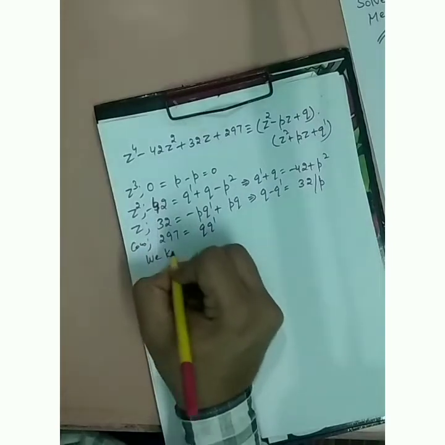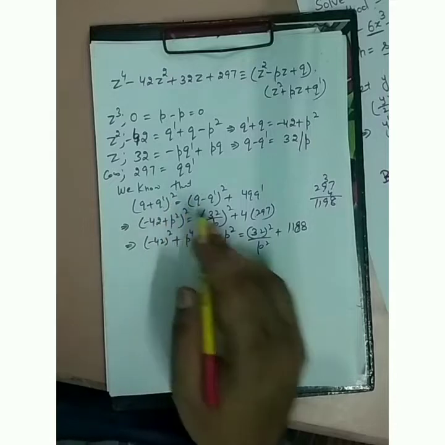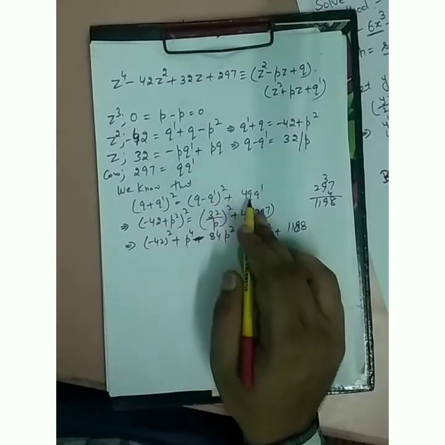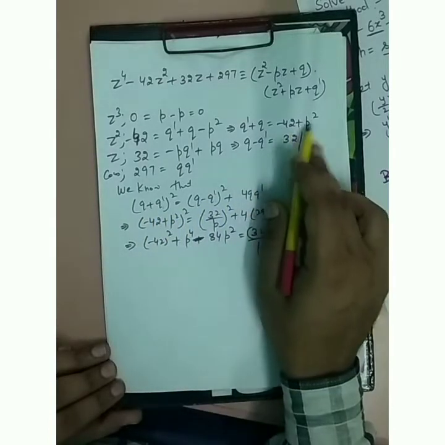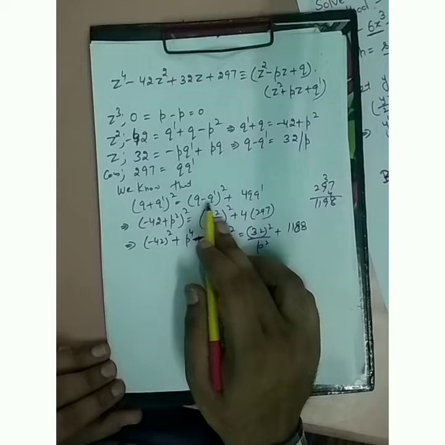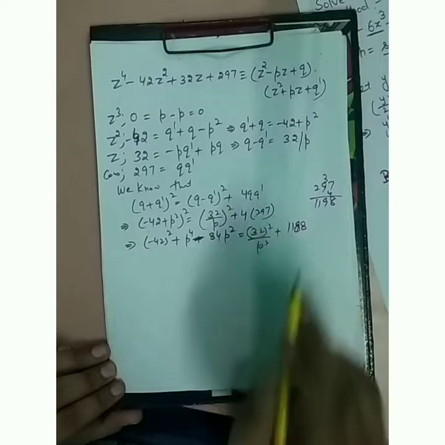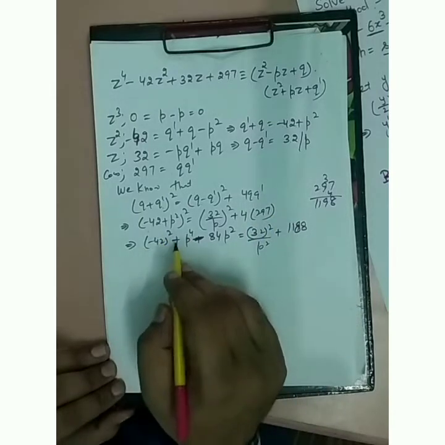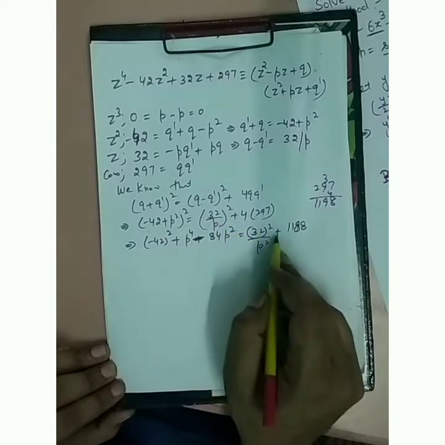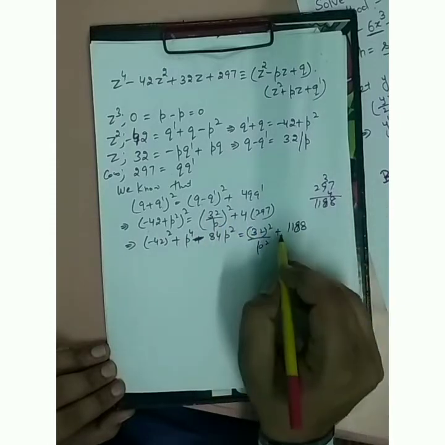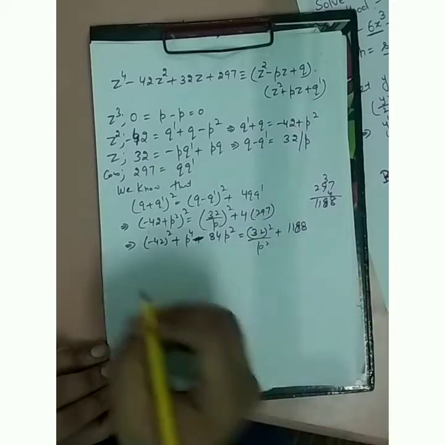We know that (q + q')² = (q − q')² + 4qq'. Now put the value of q + q', that is −42 + p², and q − q', that is 32/p, and 4qq', that is 297. After this, a² + b² − 2ab, and 32²/p² is equal to, plus 4 into 297, that is 1188.